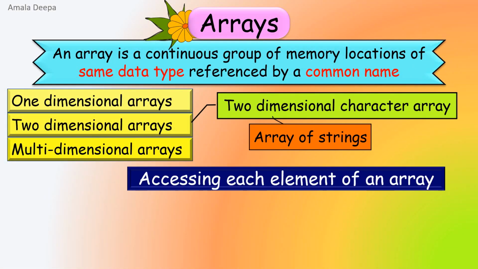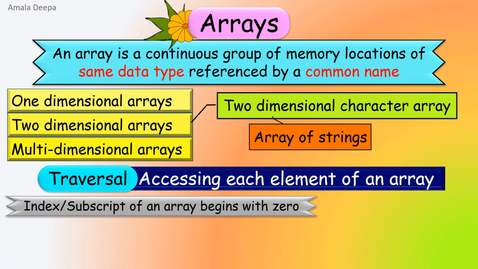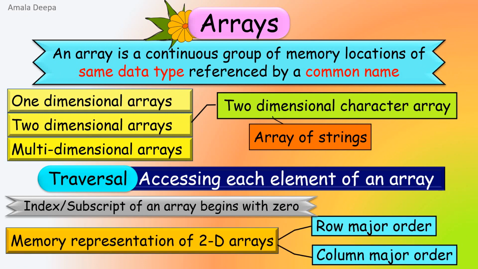Accessing each element of an array is called traversal. To access each element of an array, you have to use an index or subscript. The index or subscript of an array always begins with 0. Row major order and column major order are the two forms of memory representation of two-dimensional arrays.